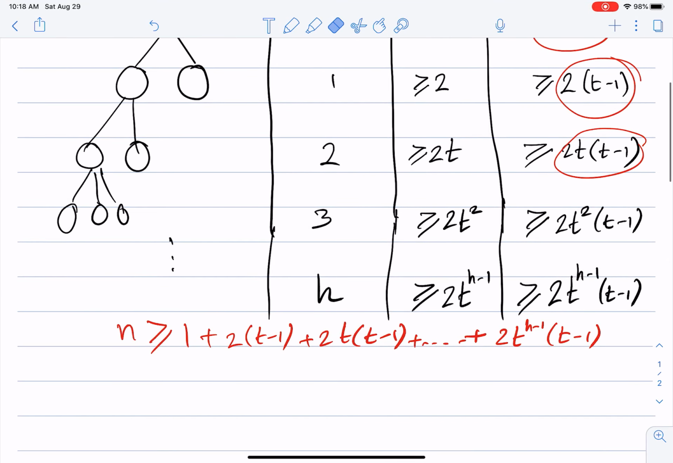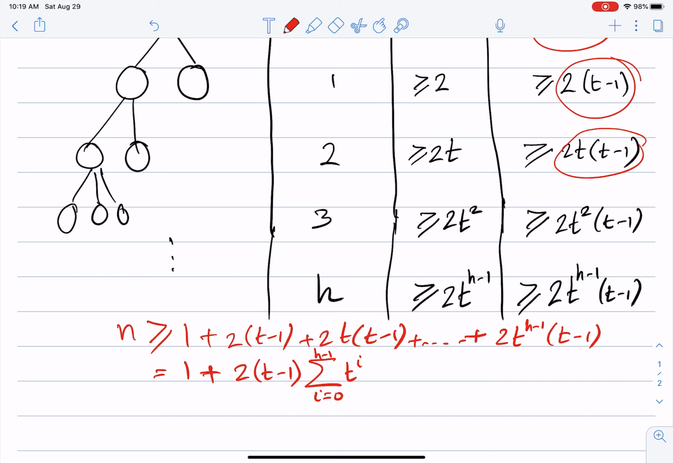So what we just wrote here is 1 plus 2 times t minus 1 multiplied by the sum from i equals 0 to h minus 1 of t to the i. If you look at this, when i is 0, this is 2 times t minus 1. When i is 1, it's 2 times t minus 1 times t, and so on. So this is really what we have there.